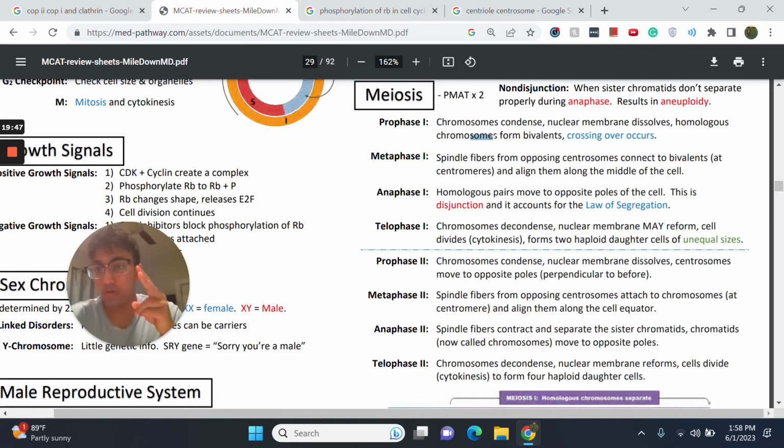You have two chromosome 2s, one from your mom, one from your dad. And here, instead of a single chromosome, which has sister chromatids lining up in the middle at metaphase, we have the two homologous chromosomes lining up in the middle, right? And we have a little thing called crossing over.